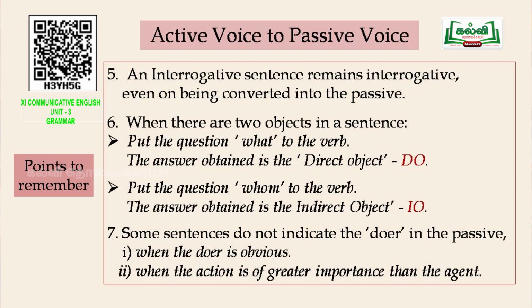Then some sentences do not indicate the doer, that is by someone, in the passive. So when does this happen? When the doer is obvious, when you're sure, when you feel that it is not necessary to imply the doer, it is understood.